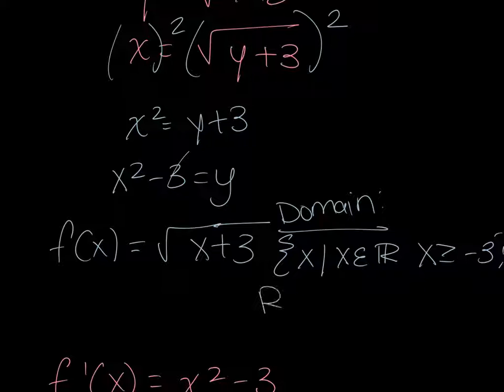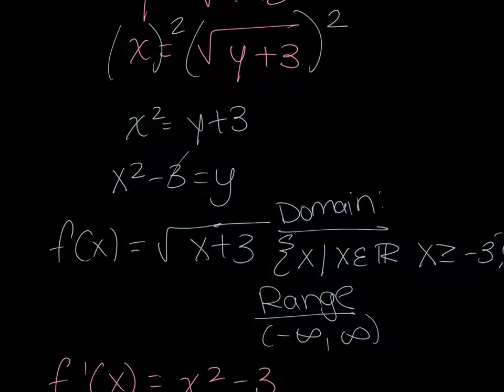So our range is going to be, well, there are no numbers that restrict it. If I put in negative 3, negative 2, I'm going to get a whole range of numbers. So my range is going to be all real numbers as well.